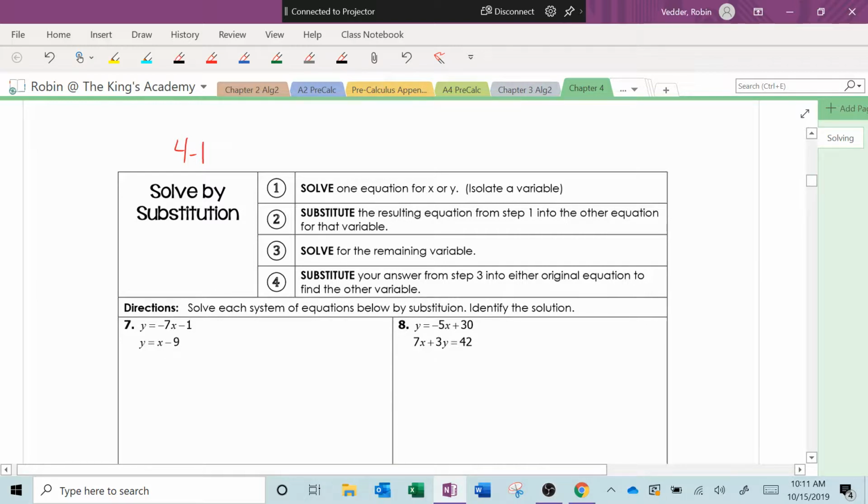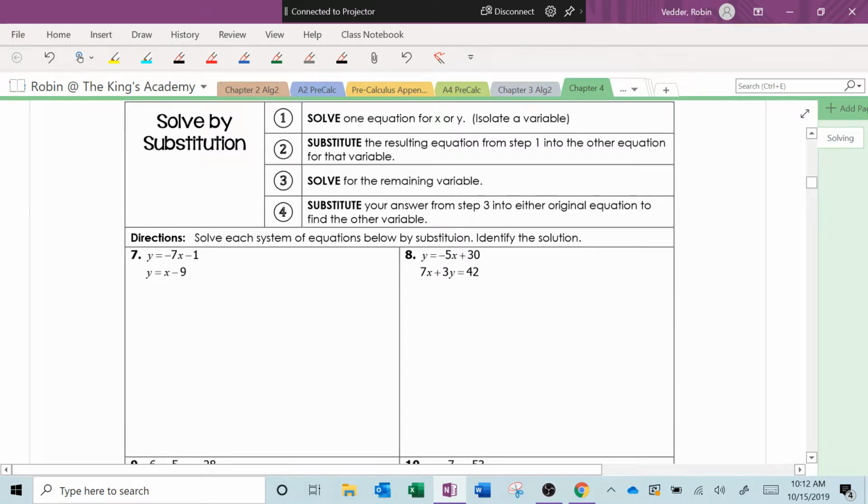The first step is to solve one equation for either x or y, and I'll be showing you guys how to look for the easiest variable to solve for. Step 2, you substitute that from step 1 into the other equation. So if you use equation 1 for step 1, you use equation 2 for step 2. Step 3 is solve for that one variable, and step 4, substitute it back into the original to get the other variable.